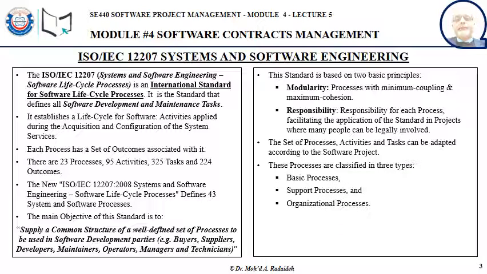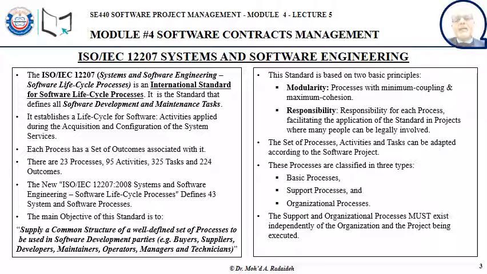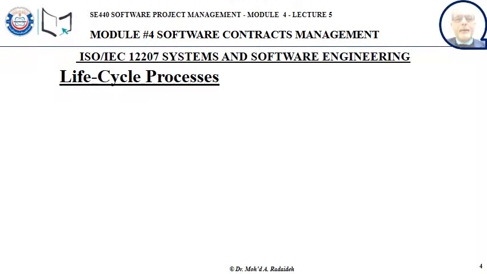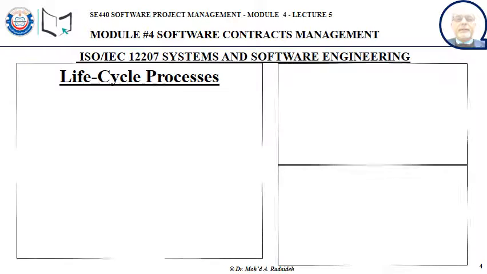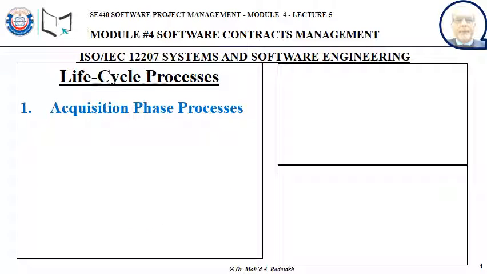The processes in this standard are classified into 3 categories or types: basic processes, support processes, and organizational processes. The support and organizational processes must exist independently of the organization and the project being executed. The basic processes are instantiated according to the situation. Now let's go over these processes one by one.